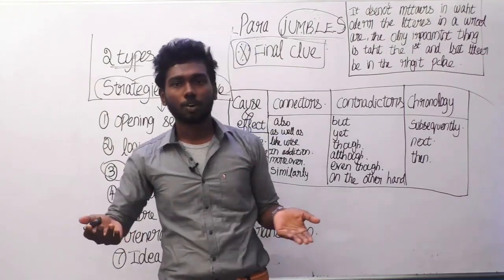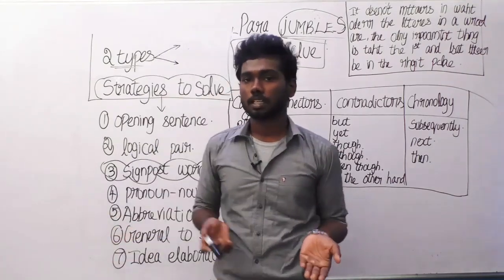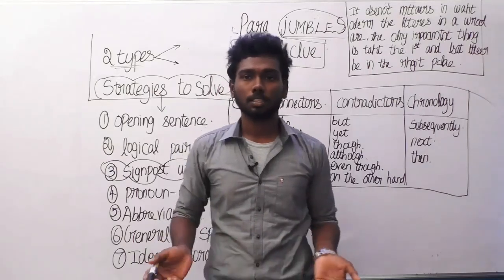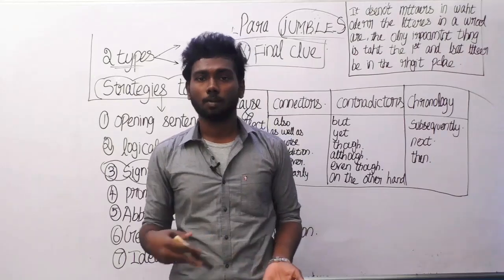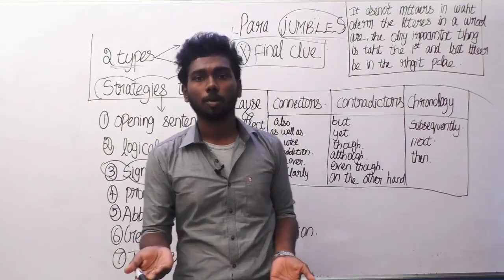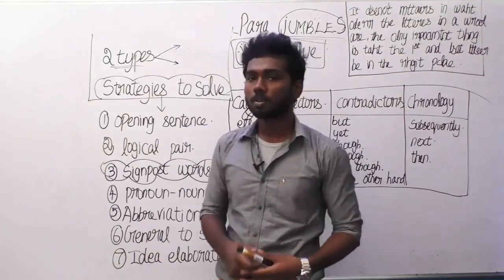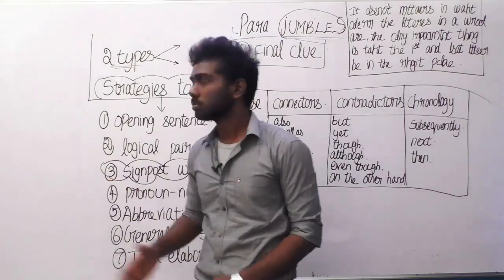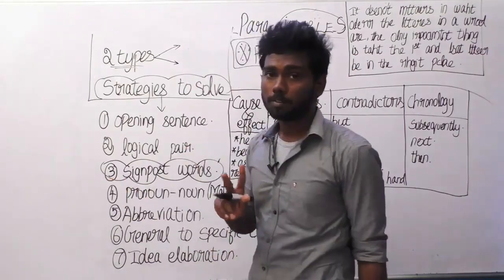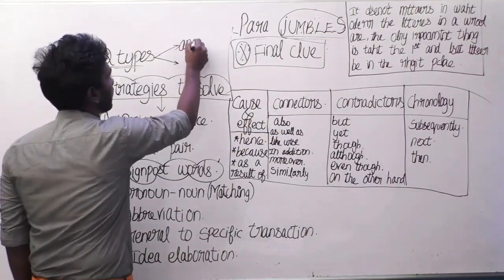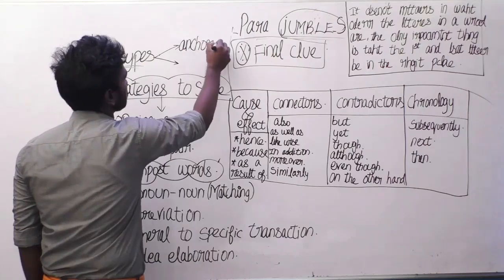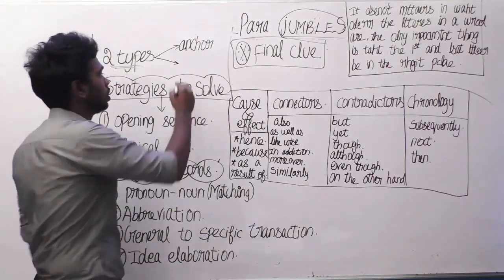So that is what we are going to see now. Today's topic is jumbled sentences or parajumbles. You can call it either way. These questions are asked in almost all competitive examinations. So let us jump into the topic. Here there are two types of parajumbles. The first type is anchor jumble, and the second type is moving jumble.